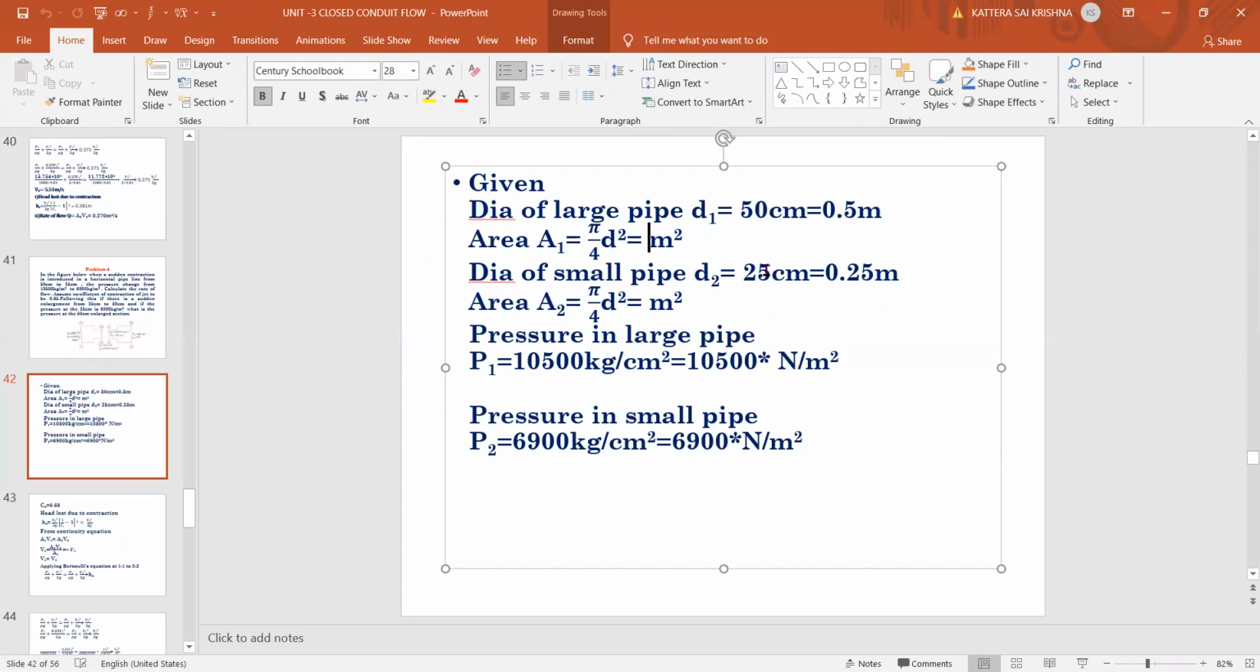Yes, please tell me the area. What is the value? 0.196.